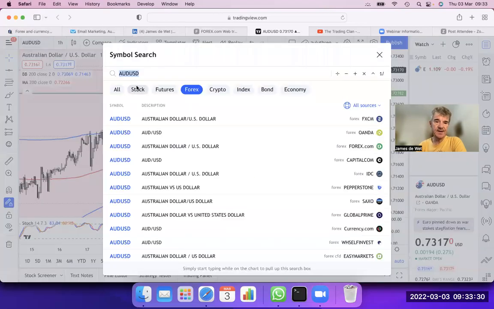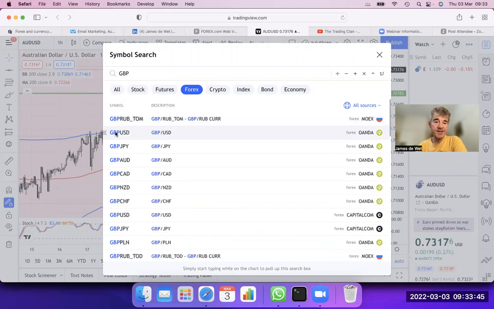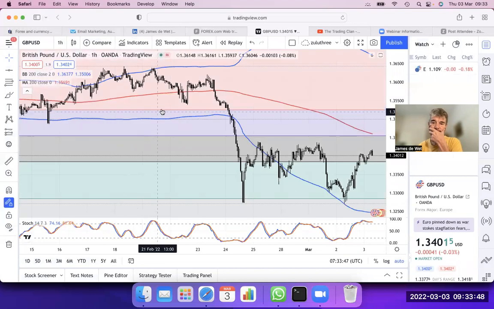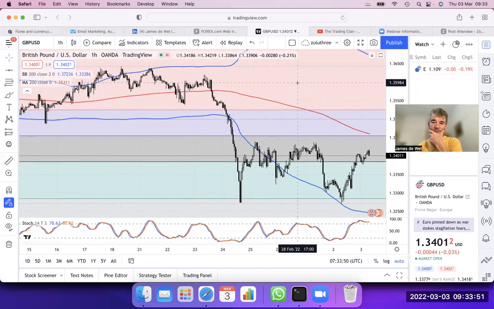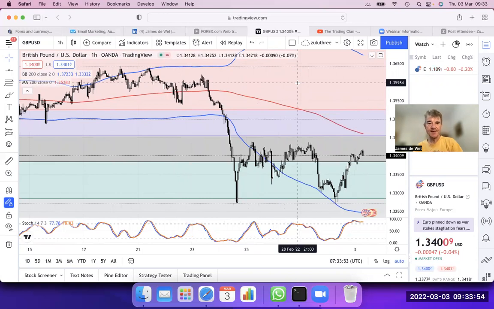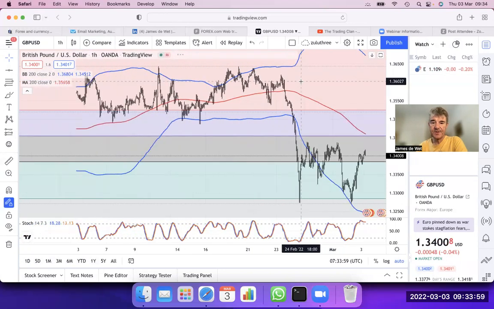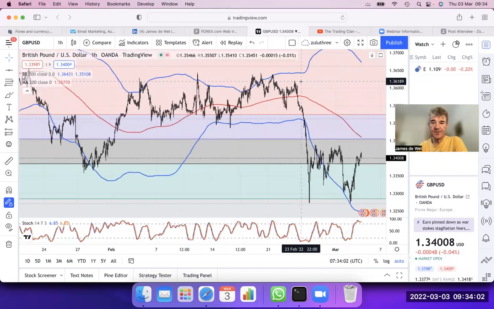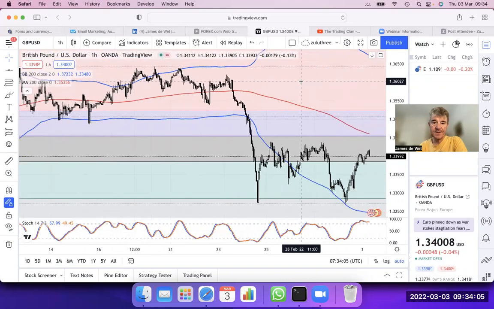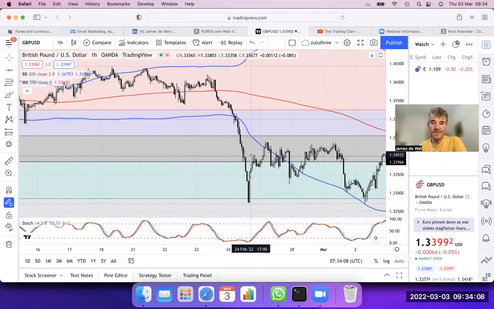And let's just have a quick look at the pound against the US dollar. And well, here we can see, I've still got some lines on this chart actually. We weren't trading the pound, but that was that big move down. This one here, due to Ukraine and so on.